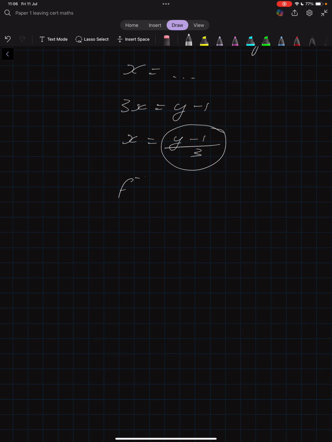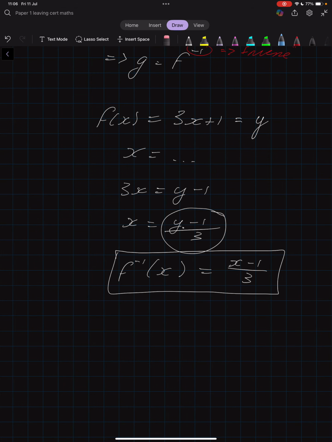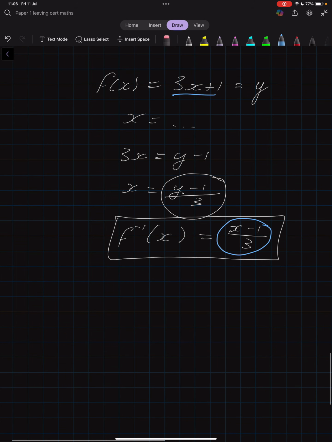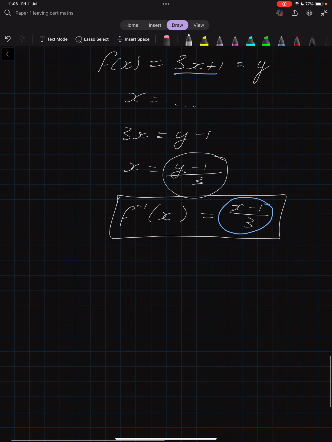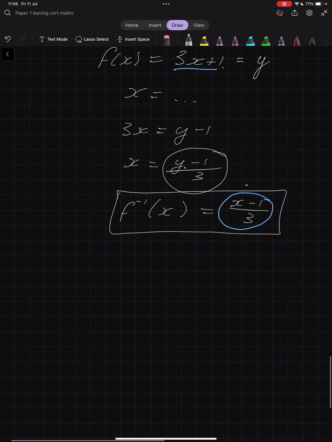So f minus 1, the inverse, is just equal to, wherever you see a y, just replace it with an x. And that's it. That's now the inverse. So the inverse of this is this. Okay? And let's see, is that the case? So let's plug this in here for x. We get 3x plus 1 minus 1 over 3. That's equal to 3x over 3, which is equal to x.